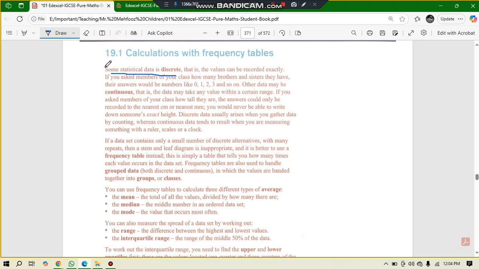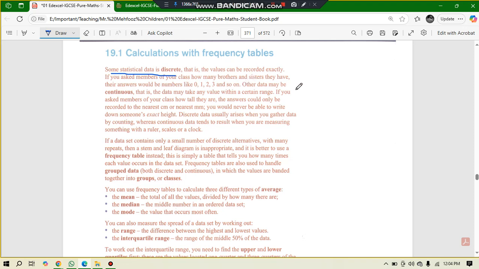Because the men and women are in complete figures. Okay, if you asked members of your class how many brothers and sisters they have, their answers would be numbers like 0, 1, 2, 3 and so on. So this is called discrete data.